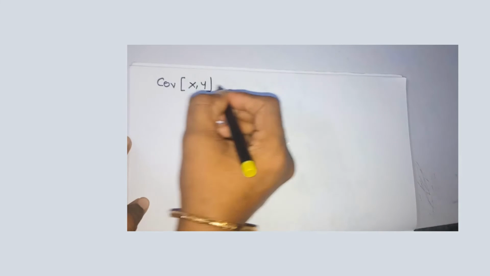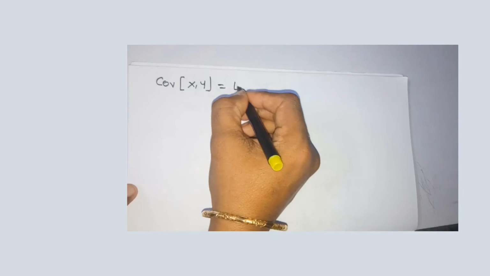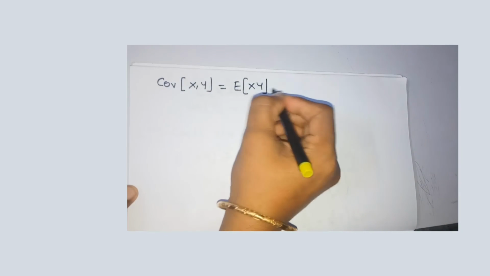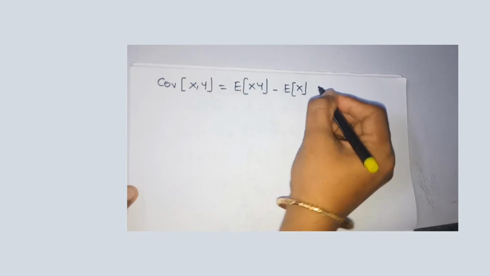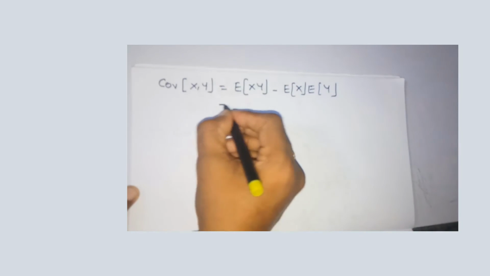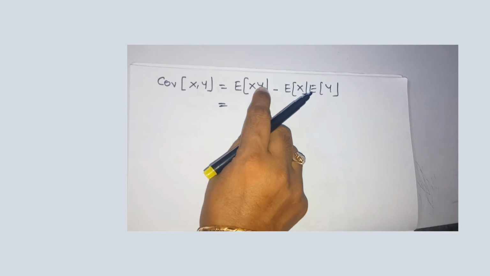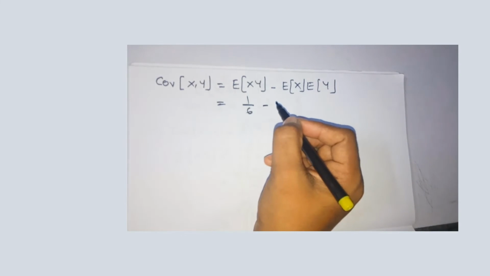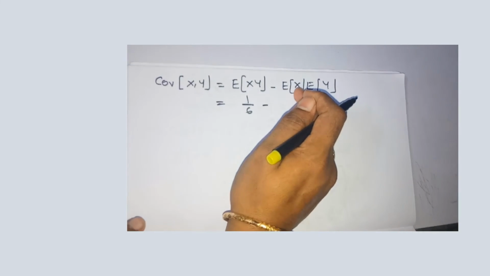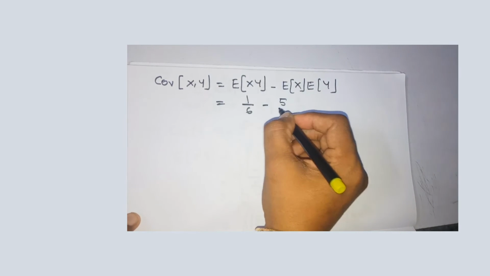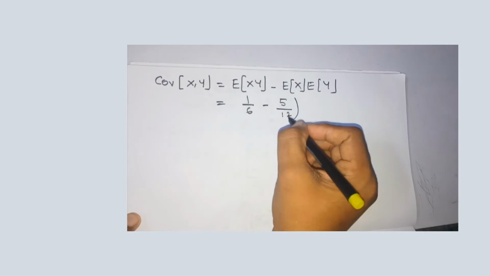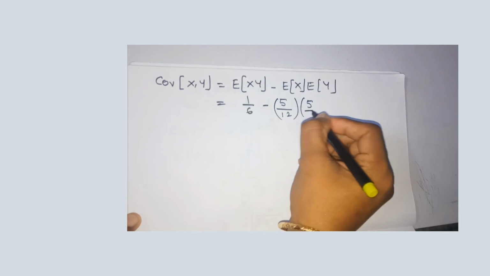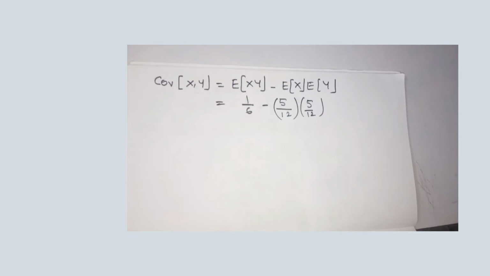Covariance of x comma y, this is my formula. I'm writing it once again: expected value of xy minus expected value of x, expected value of y. Now what is the expected value of xy? What I have got, the expected value of xy I have got as 1 by 6, minus the expected value of x, what I have got from my previous bit, 5 by 12, and this I have got, 5 by 12. Okay, right.